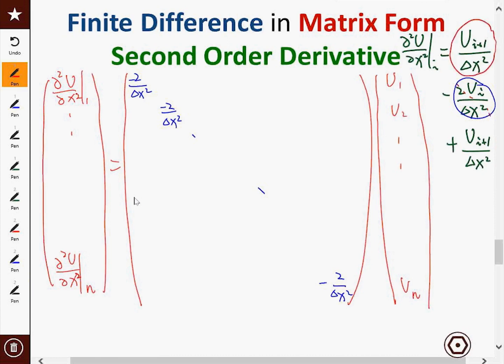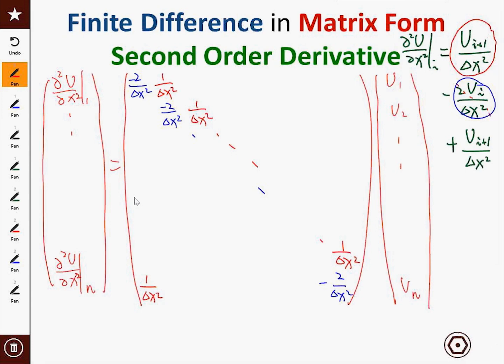Now, where does u i plus 1 go? It goes towards the upper diagonal. It goes over here. It's 1 over delta x squared, 1 over delta x squared, all the way to 1 over delta x squared. And here, 1 over delta x squared. Because when i is equal to n, i plus 1 is actually the same as u at 1.